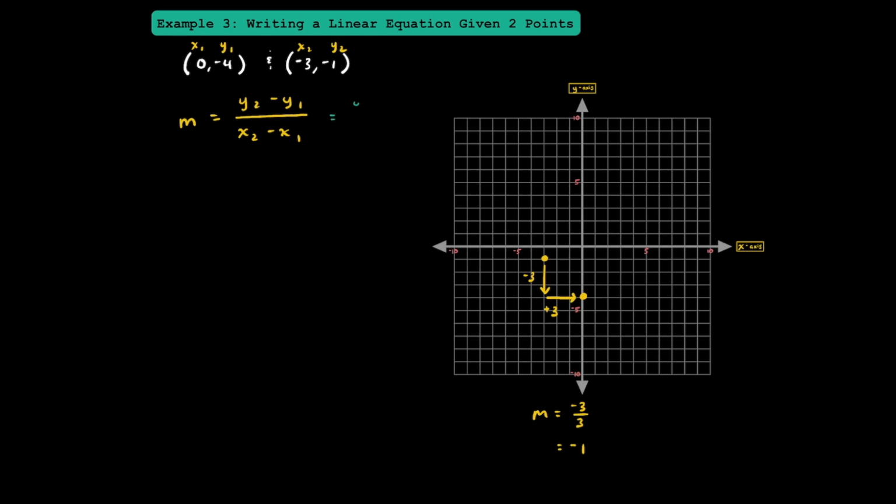While this isn't talked about very often, if you did swap these two values and did y1 minus y2 and divided that by x1 minus x2, that's also going to be okay. As long as you're consistent with how you're doing it, you'll get good results.